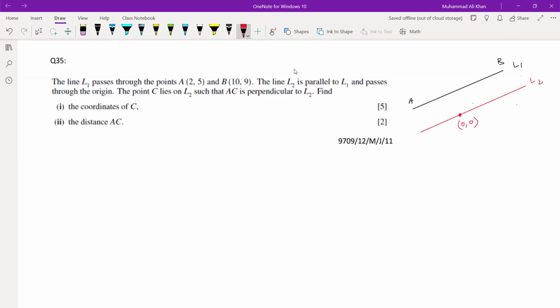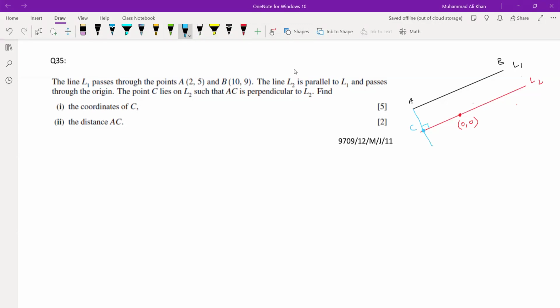The point C lies on L2 such that AC is perpendicular. If we drop a perpendicular from A to the line L2, then this point is point C such that AC is perpendicular to line L2. Here is 90 degrees. Find the coordinates of C.